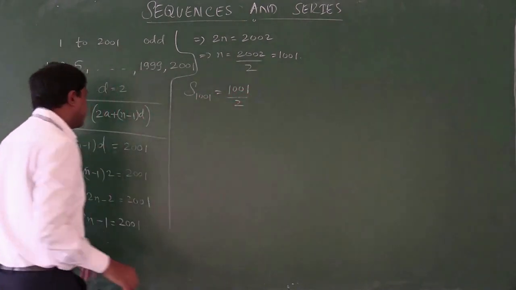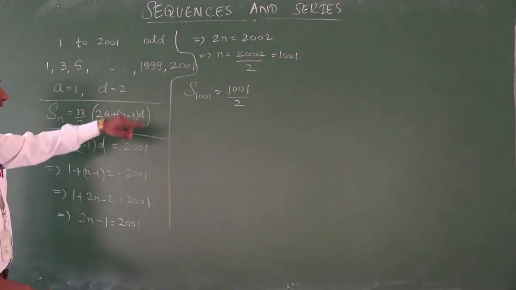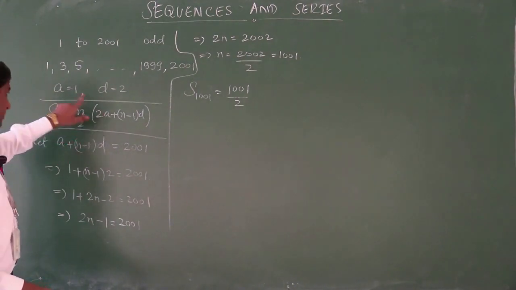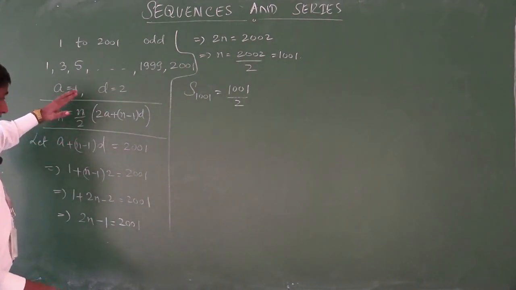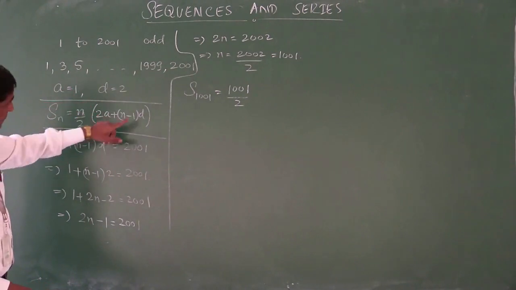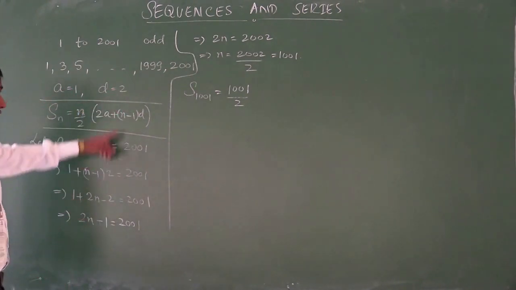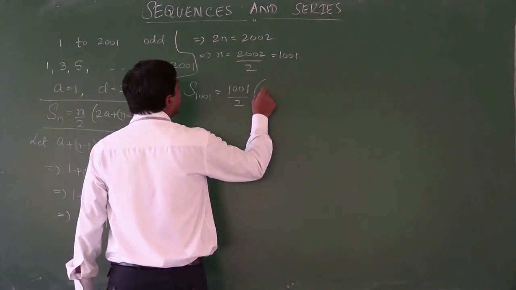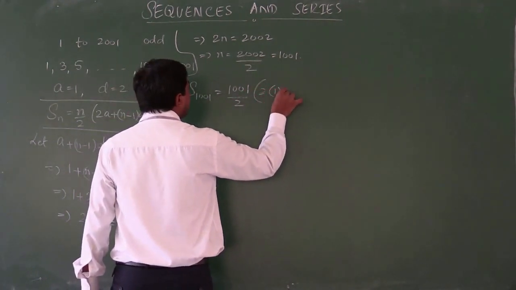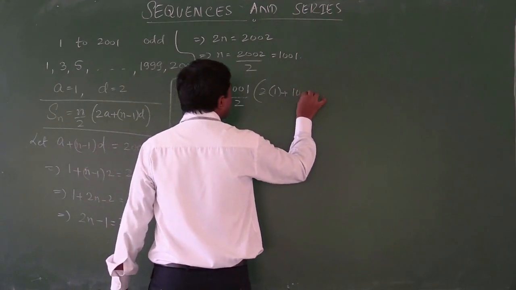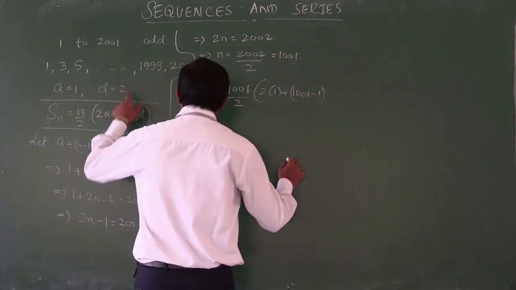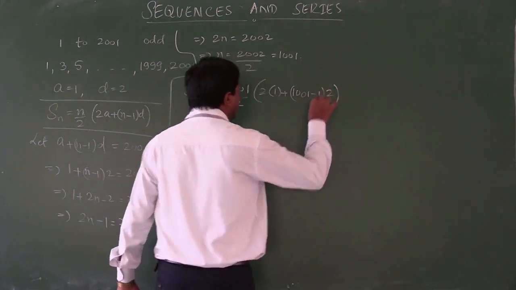1001 by 2. I am using this formula. In the place of n I have substituted 1001. In the place of a we are going to substitute 1. In the place of d we are going to substitute 2. So this is 2 into a, 2 into 1 plus n minus 1, 1001 minus 1 into d. d value is 2.